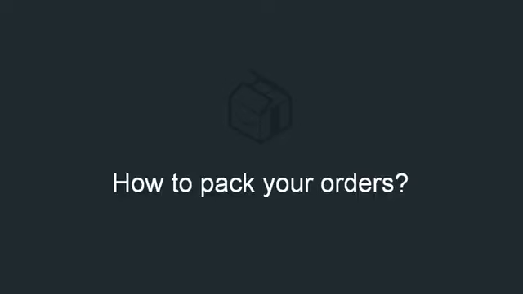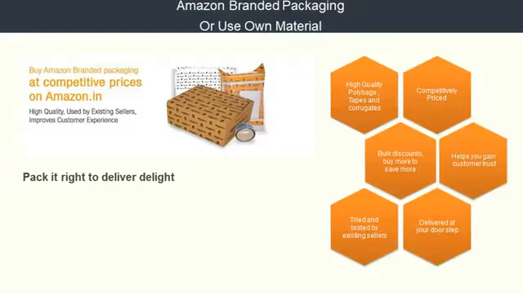Next, how to pack your orders. You can either use the Amazon branded packaging material, which is available on their website. So you have various options like using poly bags, or you can use the corrugated boxes, or you can have your own packaging material, whichever suits you. But it is always advisable that you use good quality poly bags or the corrugated box.